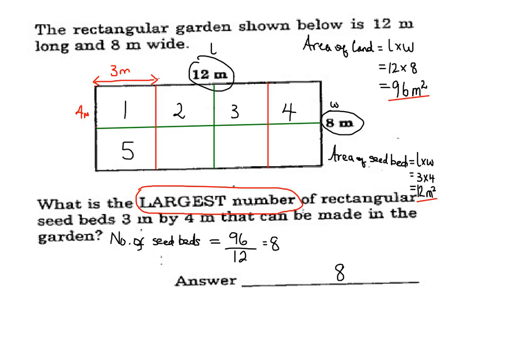And the way that we would have gotten this one as well, you could do it like this, where you know that the area of the land is 12 by 8, and you want the area of the seed beds to be 3 by 4. And you could easily just reduce this by doing a little division here, right? So how many times can 3 go into 3?